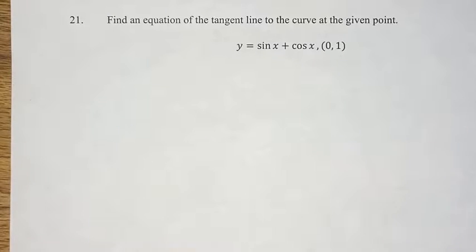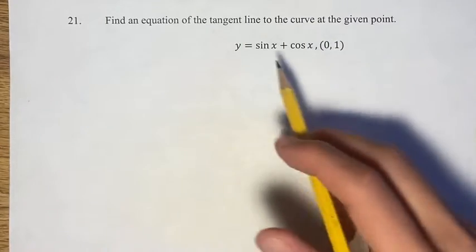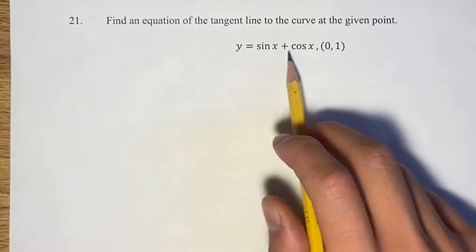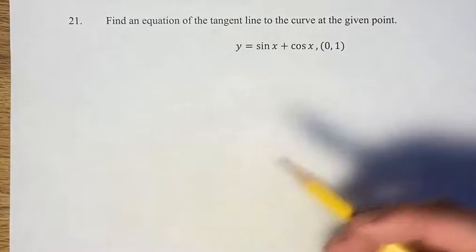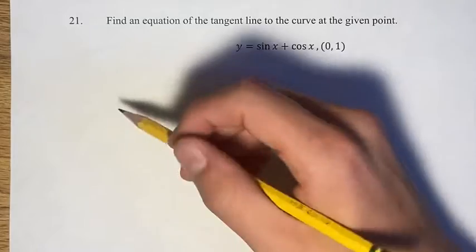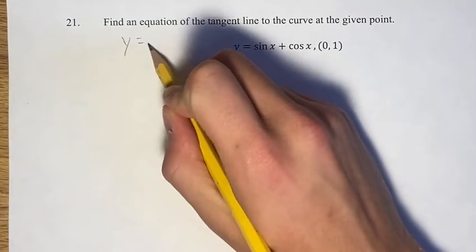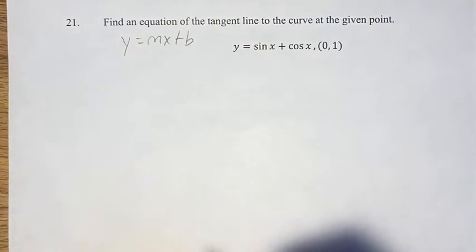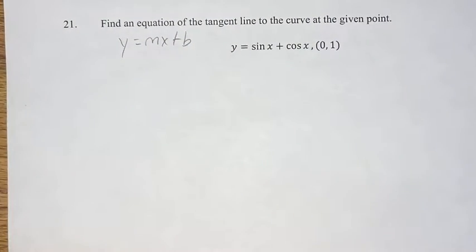In this problem, we're asked to find the equation of the tangent line to the curve at the given point. So we have our function y is equal to sine x plus cosine x. The first thing we're going to need is the form of the line, so we're going to use slope-intercept form. We have y is equal to mx plus b. So we're going to need to find m, our slope, and b, our y-intercept.